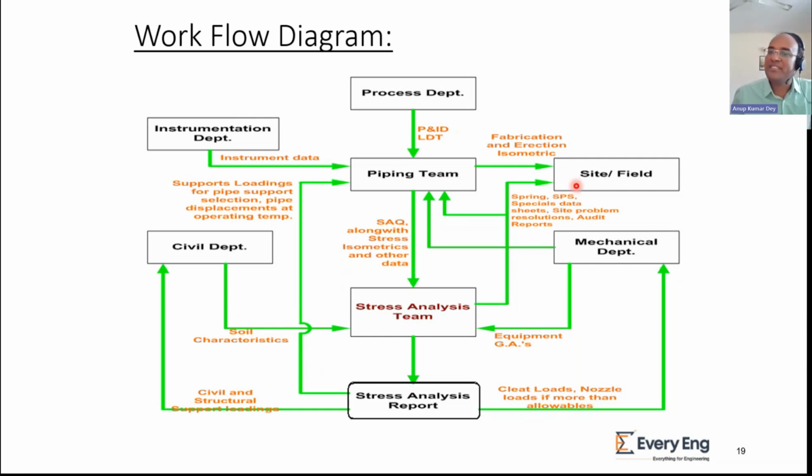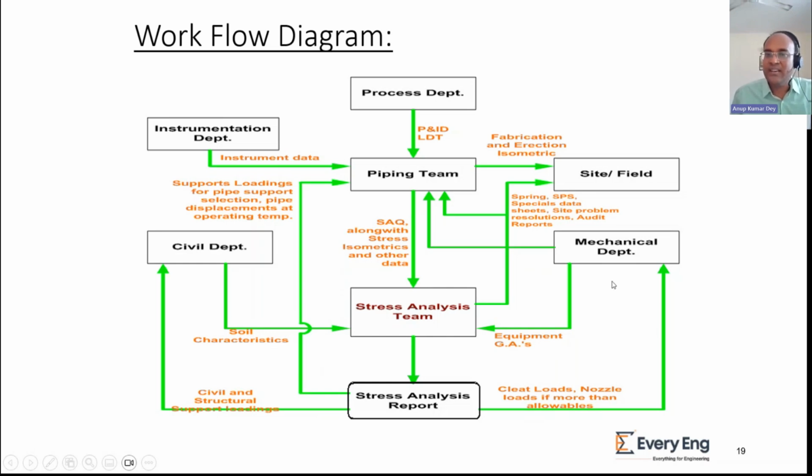To site, we will be issuing whatever special items we are suggesting, for example spring hanger or expansion joint data sheets. And finally, the outputs of stress analysis also we have to send to other departments. For example, civil and structural support loads we have to provide to the civil department so that they can design their secondary members. Then there will be certain pipes which will be supported from the equipment itself.